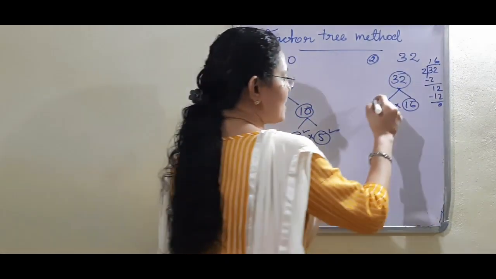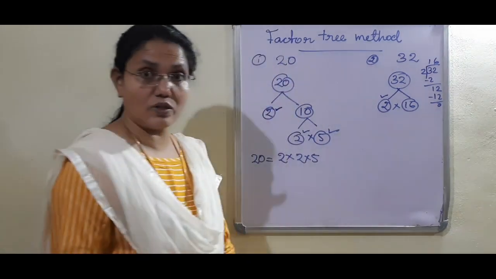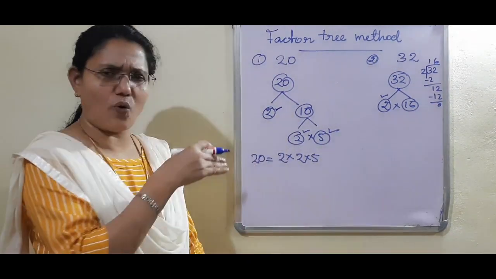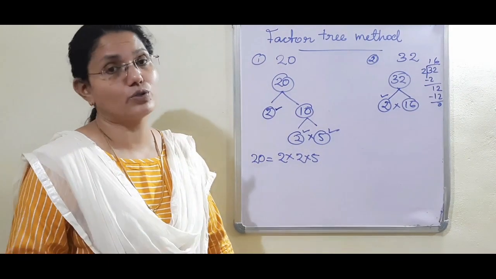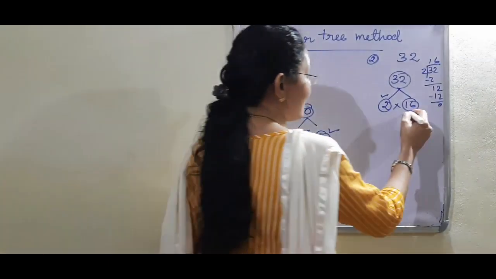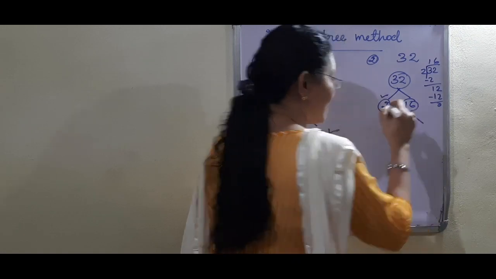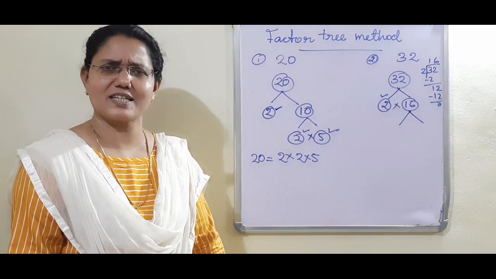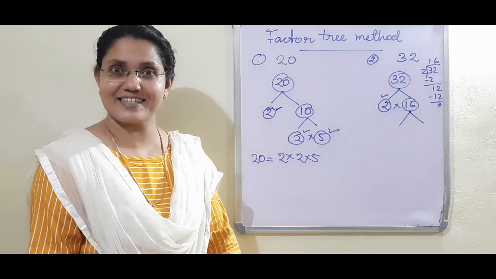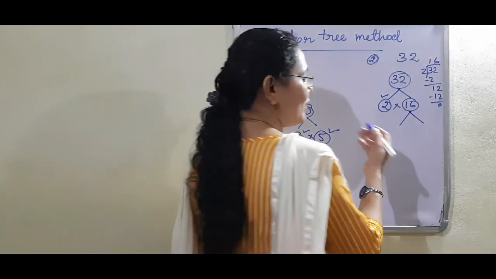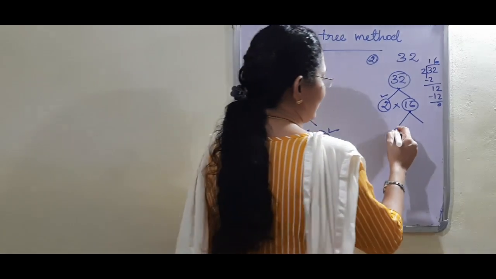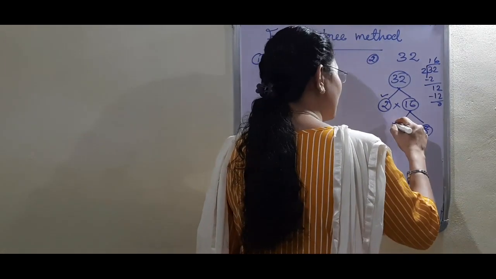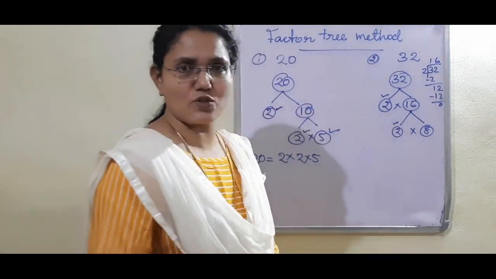Okay, now 2 is a factor, a prime number, so that you need not write its factors again. Until you are getting all the factors as prime, you have to continue this. Now 16 is a composite number, write its factors again. 16, by multiplying which two numbers other than 1 and 16, you will get 16? Yes, 2 into 8 is that, 4 into 4 is that. Now I am writing here 2 into 8. Okay, 2 is a prime number, you need not write its factors again.